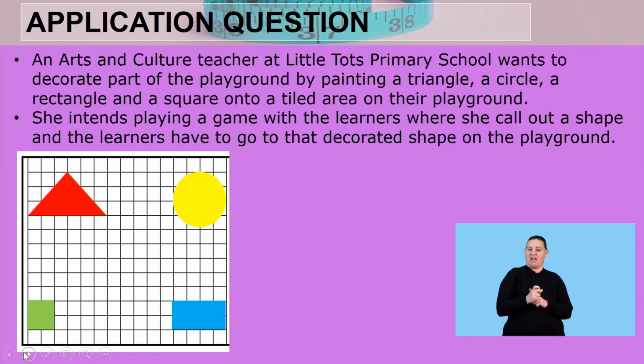An arts and culture teacher at Little Tots Primary School wants to decorate part of the playground by painting a triangle, a circle, a rectangle, and a square onto a tiled area on their playground. She intends playing a game with the learners where she calls out a shape, and the learners have to go to the decorated shape on the playground. All right.